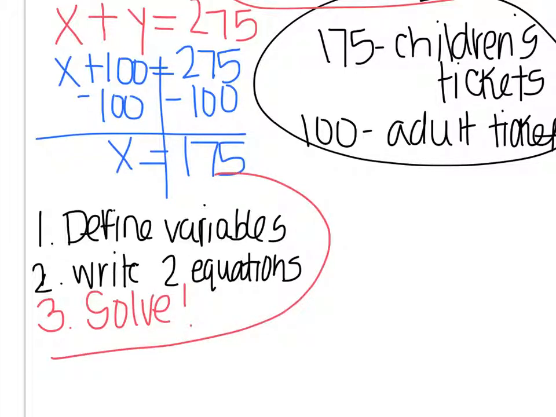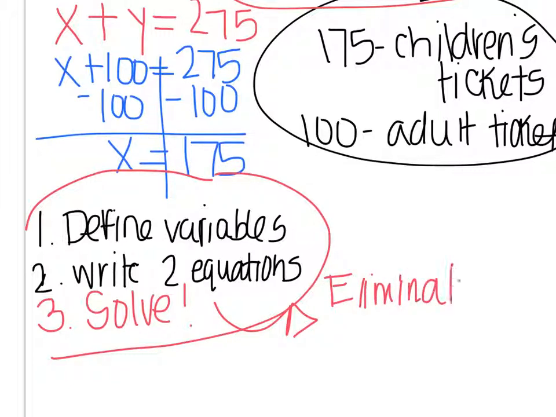So these are just 3 steps you can take when you're doing word problems. You're going to define your variables, write your two equations, and then you can solve. When you solve, you can use elimination or substitution, whatever it is you feel more comfortable with.